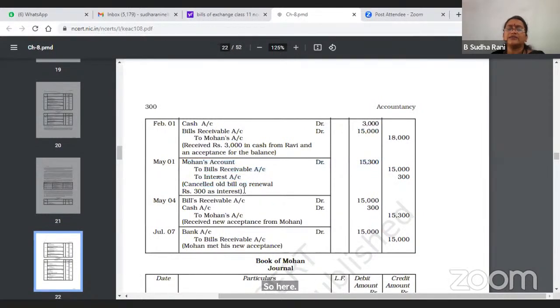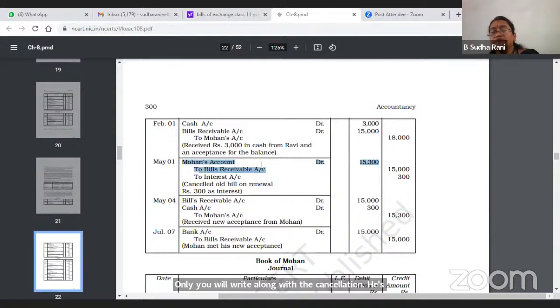Instead of writing dishonored, as he is asking for renewal, we will write bill cancelled. So for cancellation, what do you write? Mohan to bills receivable only. Along with the cancellation, he is also asking Ravi to charge some interest. He is ready to pay some interest. So for that, a separate entry: Mohan account debit to interest account.